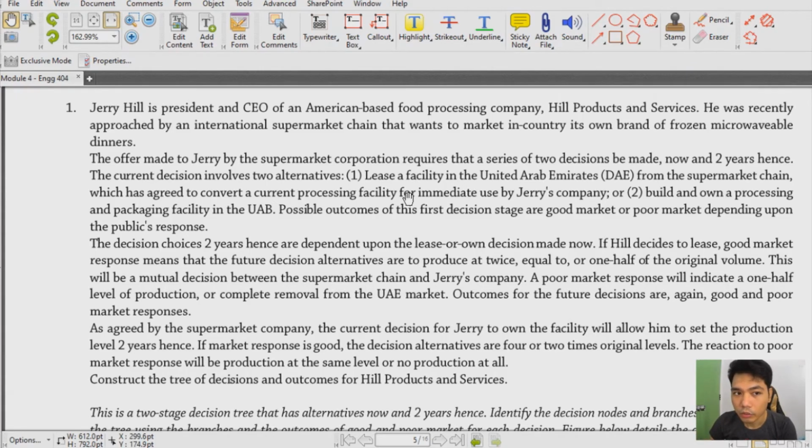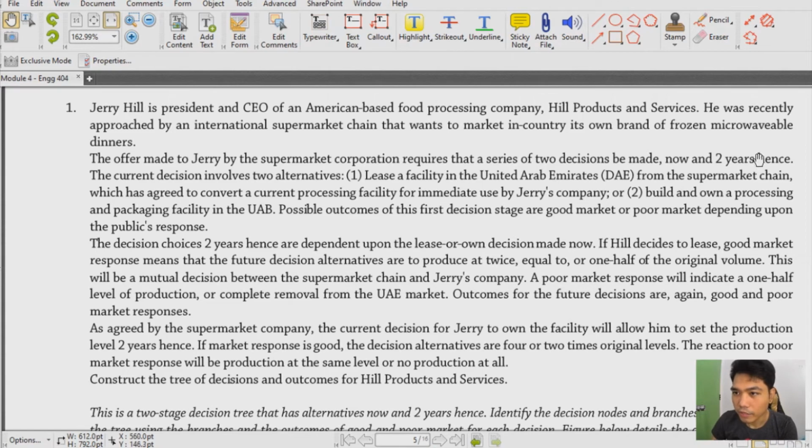Sa market mo, gano'n. So, the current decision involves two alternatives. So, yung gagawin mong decision ngayon, meron siyang dalawang alternatives. Lease a facility in the United Arab Emirates from the supermarket chain which has agreed to convert a current processing facility for immediate use by Jerry's company.